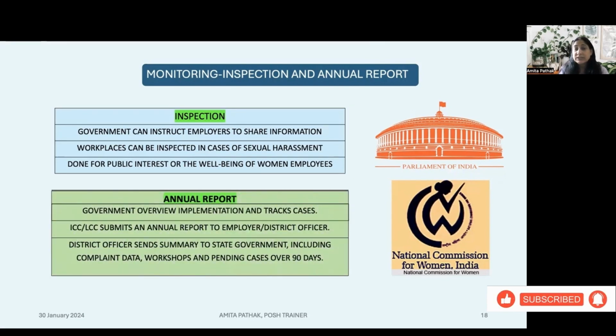What is the annual report? Government overview, implementation and tracking of cases. The ICC or LCC submits an annual report to the employer or a district officer, and the district officer sends a summary to the state government, including complaint data, number of complaints registered, workshops, pending cases over 90 days, complaints settled, and all the data in the annual return form is monitored and inspected at the government level. So it's mandatory that we are a POSH compliant organization, and it's mandatory that we fulfill the statutory guidelines and annual returns in time.